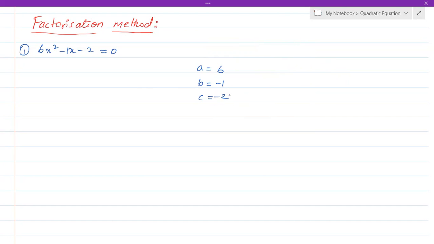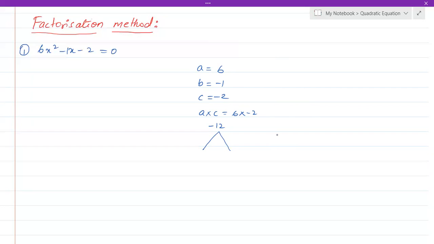So this is the first thing that we have to do, finding the value of a, b, and c. Once we find the value of a, b, c, we have to multiply a and c. So multiply a and c, what do we get? 6 into -2. Let me multiply a into c, that is 6 into -2. We get it as -12. Okay. Now, the next step is we have to find the factors of 12. Meaning, we have to find those numbers which when we multiply, we should get 12.